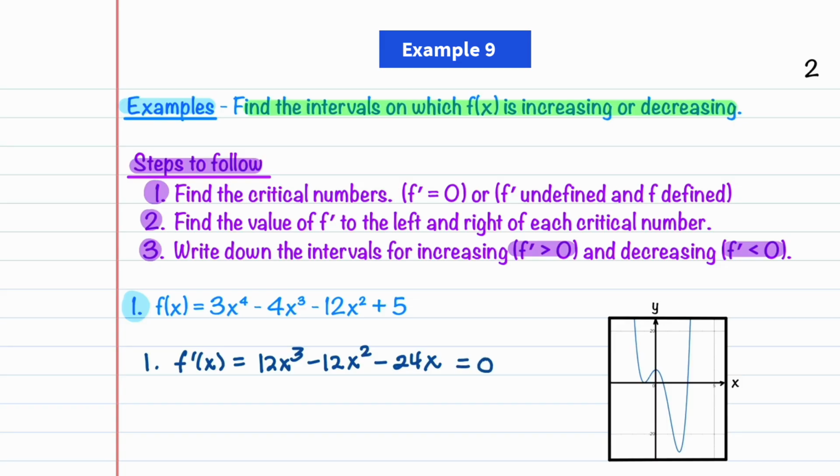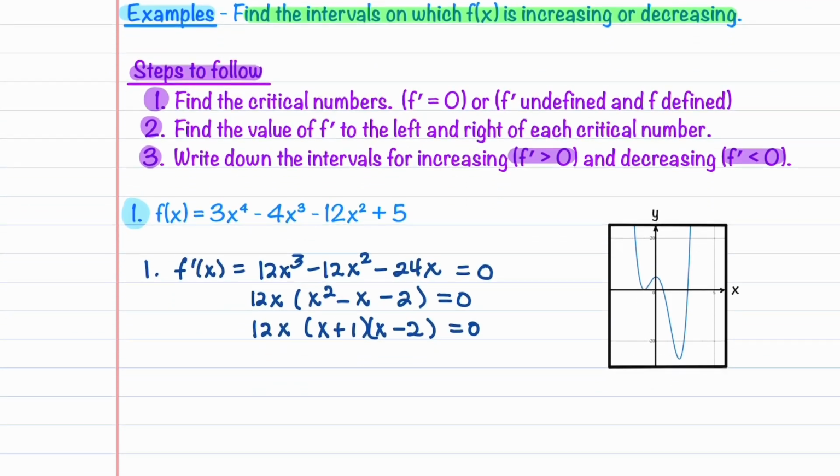It looks like we can factor out a 12x, and then we're left with x squared minus x minus 2. We can then factor our quadratic. Let's see, we can factor it as x plus 1, and then x minus 2.